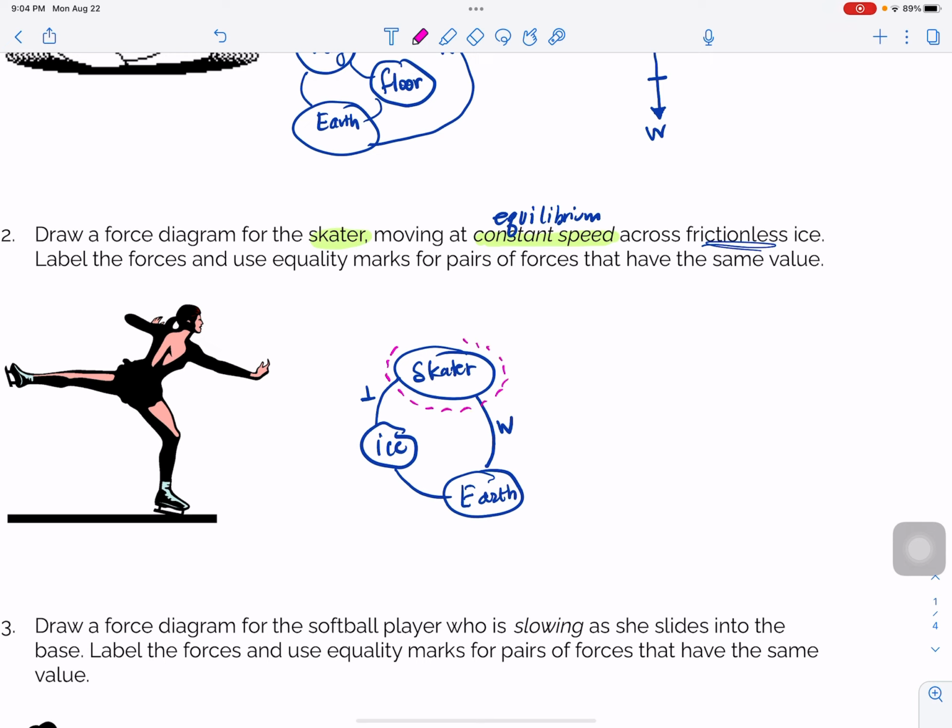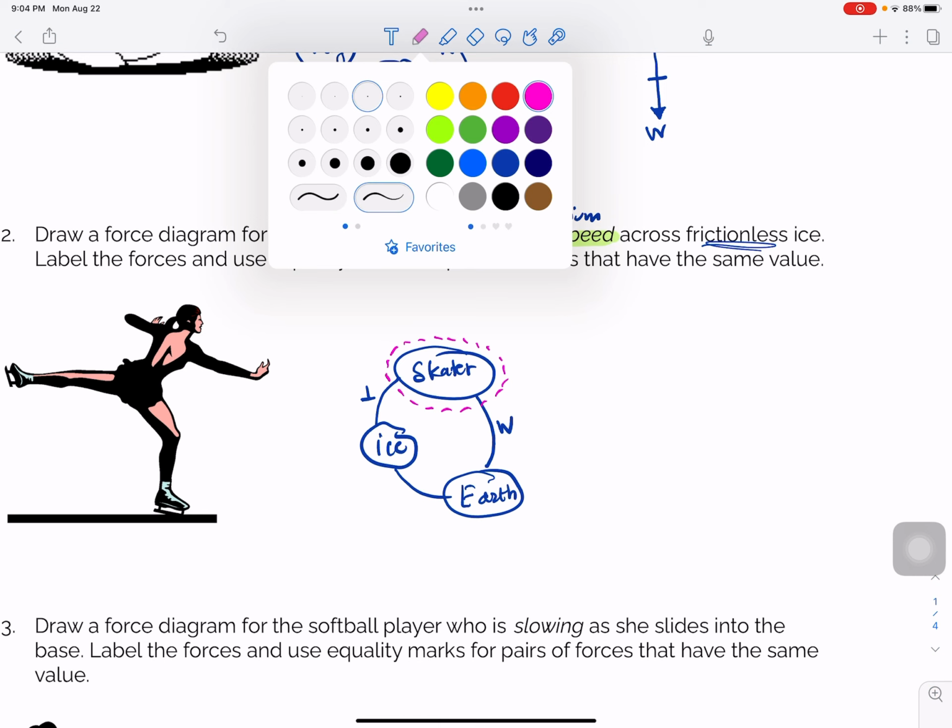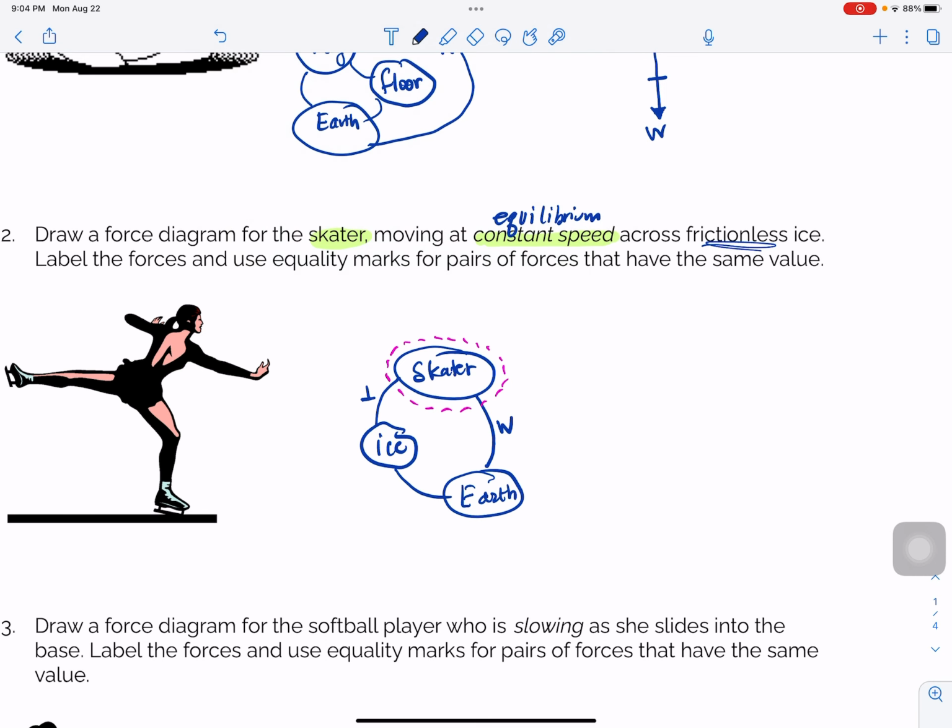Nothing else is interacting with the skater. Nothing else is touching her, and there are no long-range forces. So we only have these two interactions. So let's do our free body diagram. This is the skater. In order to figure out how many arrows, we look at how many interactions are breaking the boundary, and there's just two, so we only have 2 arrows. So we've got weight going down.